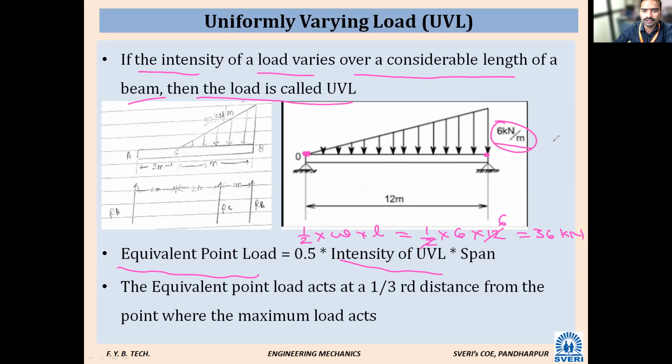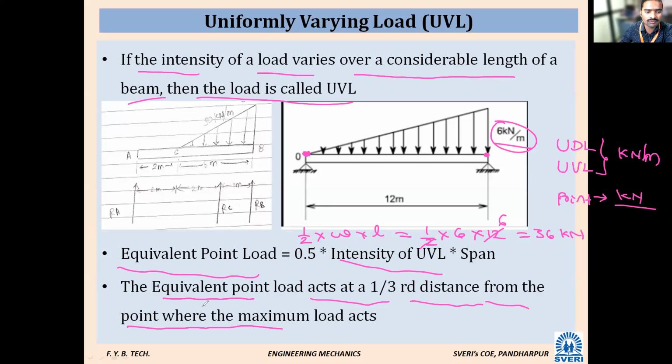If you take a UDL or a UVL, what is the unit for this one? This is kilonewton per meter. Per meter, how much weight is there? When you take the concentrated load, that is the point load, what is the unit of the point load? That is kilonewton. See, this equivalent load acts at 1/3 distance from the point where the maximum load acts.